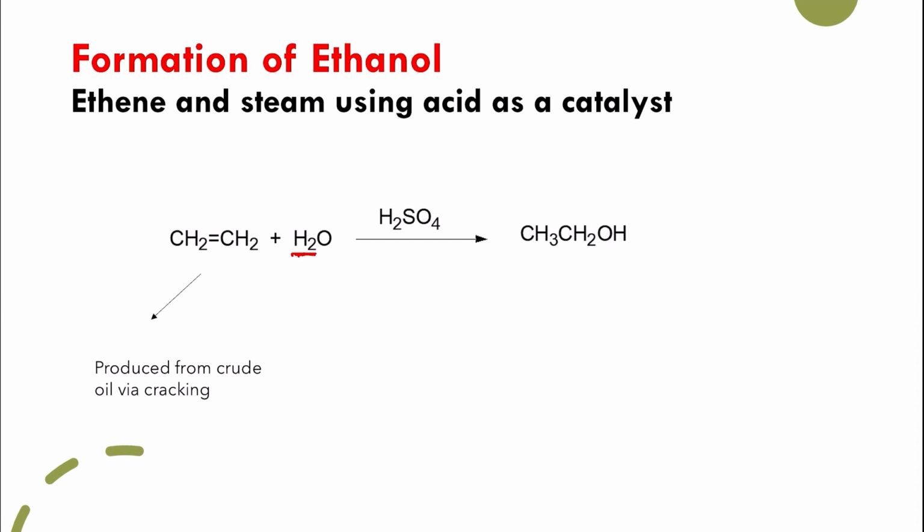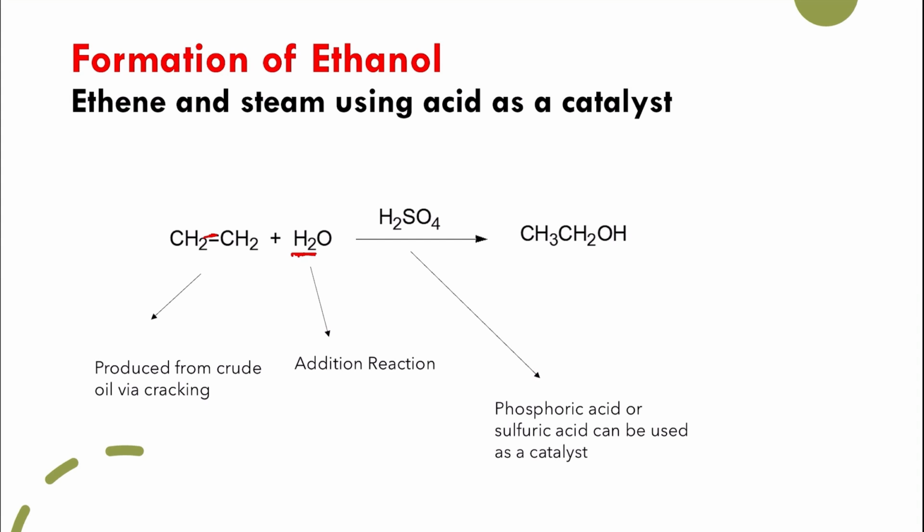Ethene is produced from crude oil via cracking, as we have seen. The addition of water or steam, this type of reaction is called an addition reaction, as we have seen also with alkenes and halogens. The double bond was broken and then the water molecule was added: an OH was added to one carbon and a hydrogen was added to the other carbon to give you the alcohol, ethanol. The acid used, as we said, could be phosphoric acid or sulfuric acid. The reaction needs a high temperature that can reach up to 300 degrees, and also we use a pressure of 60 to 70 atmospheres.